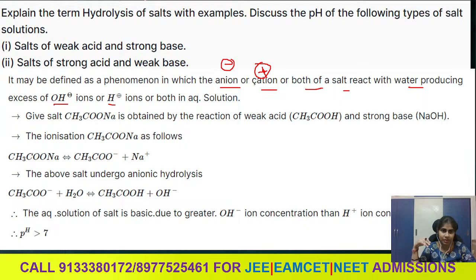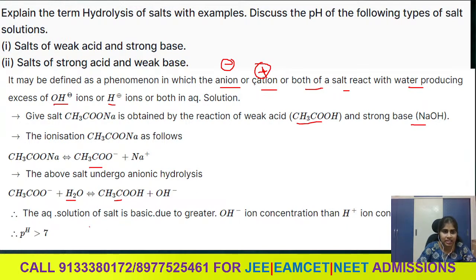Let us take one example. Let us see the salt CH3COONa. How can it be obtained? It can be obtained by the reaction of a weak acid, that is acetic acid, and a strong base. This undergoes an ionization reaction in which CH3COONa will be ionized in the form of CH3COO minus and Na plus. And when this reacts with water, which undergoes anionic hydrolysis, it becomes the weak acid again.